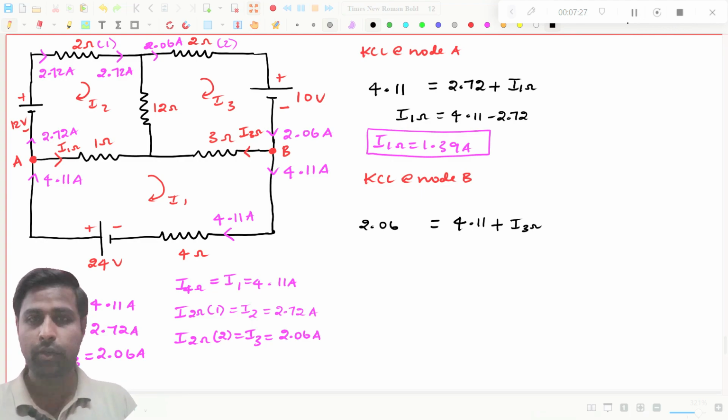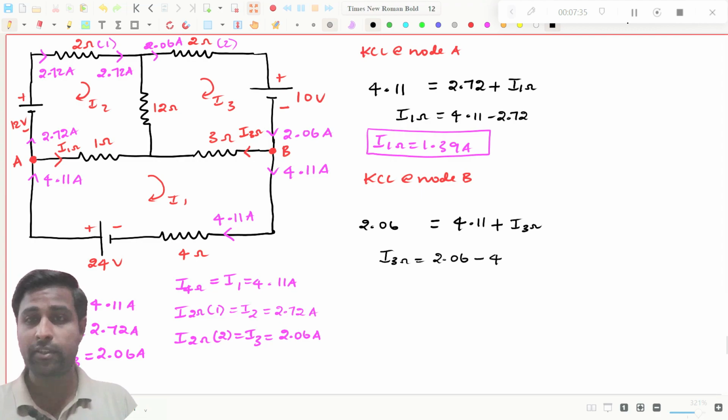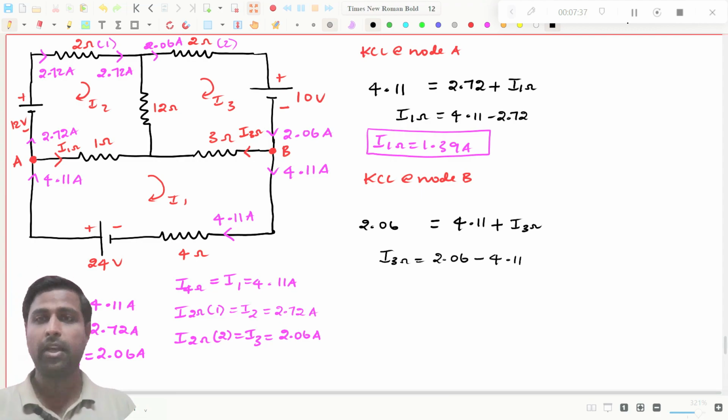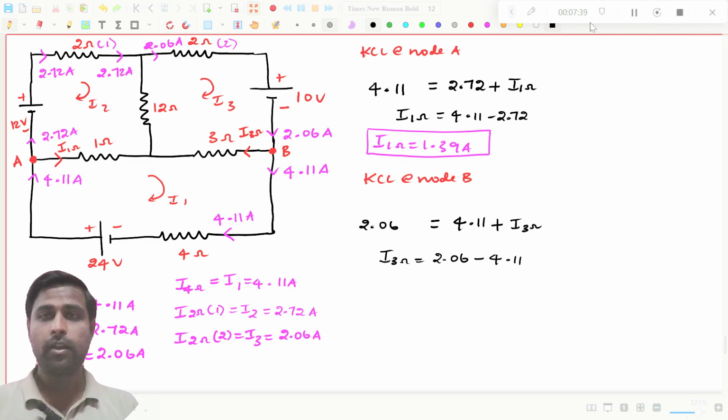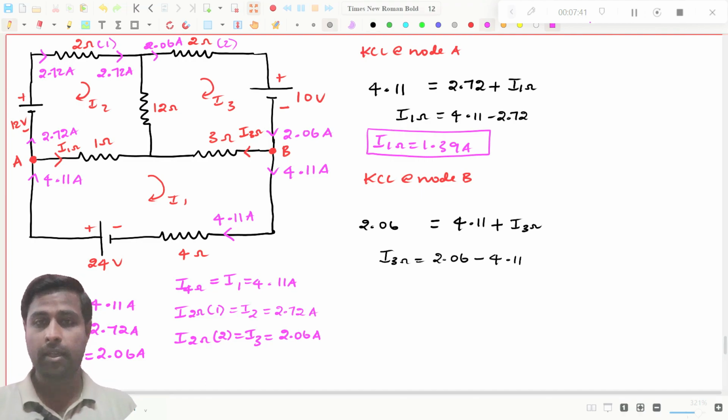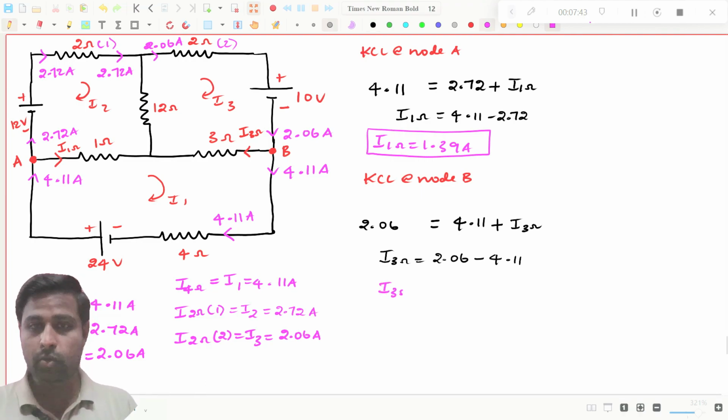Now if I need to find I through 3 ohms, then if I bring this to the other side, it will be 2.06 minus 4.11, right? So what is this value? I am getting I through 3 ohms resistor as minus 2.05 amperes.